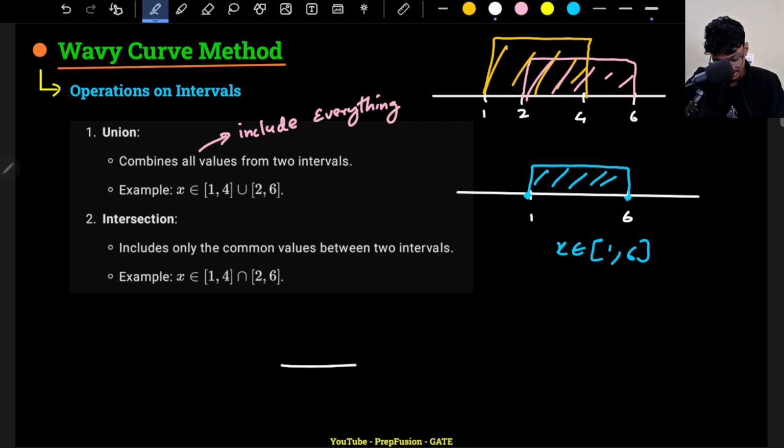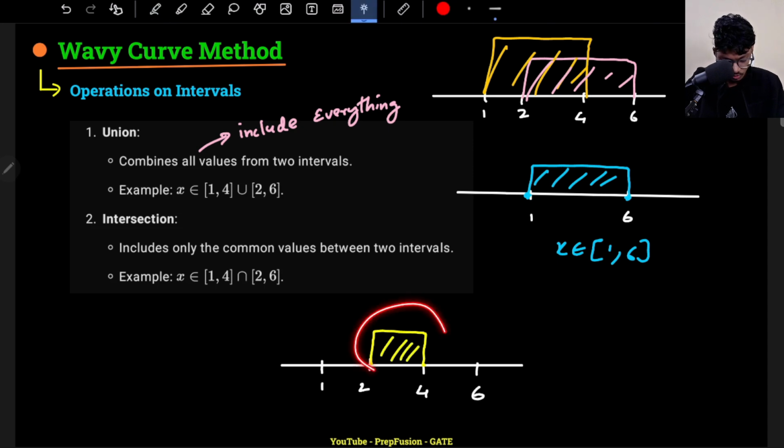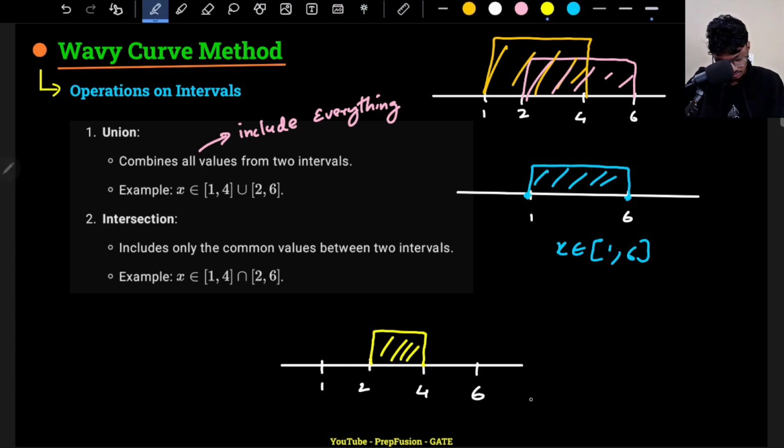For the intersection case, the drawing will be something like this. This is my 1, this is my 2, this is my 4, this is my 6. So I am lying between 2 and 4. Very simple, very easy to understand. So here I will write x belongs to 2 to 4. This is where my x belongs to.